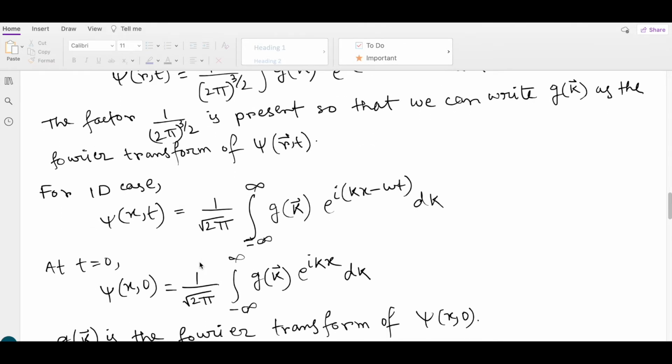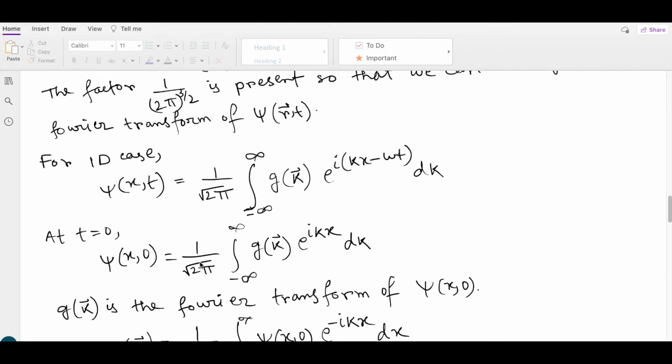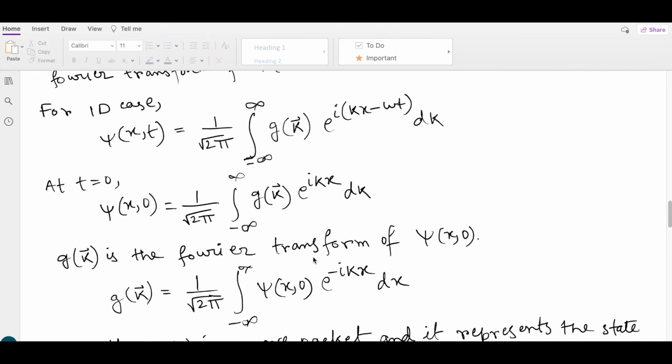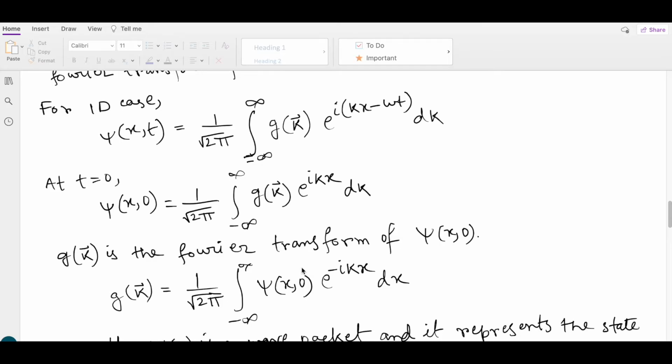For 1D, psi(x,t) is given by 1 by root over 2 pi integral from minus infinity to infinity g(k) e to the power i(kx minus omega t) dk. At t equals 0, psi(x,0) is given by 1 by root 2 pi. Just put t equals 0 in this equation and we get integral g(k) e to the power ikx dk. g(k) is the Fourier transform of psi(x,0).